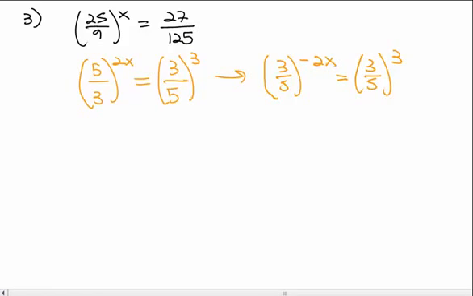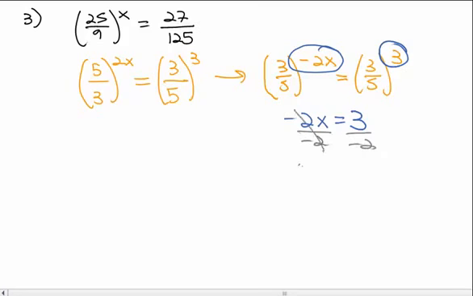Probably should have done that in green. That's okay. Now with the same base, we say the exponents must be equal. Divide both sides by negative 2, and x is equal to negative 3/2. So that's the first variation on a theme. Negative exponents give us reciprocals if that's what we desire. We also may need to, along the way, use some exponent properties.